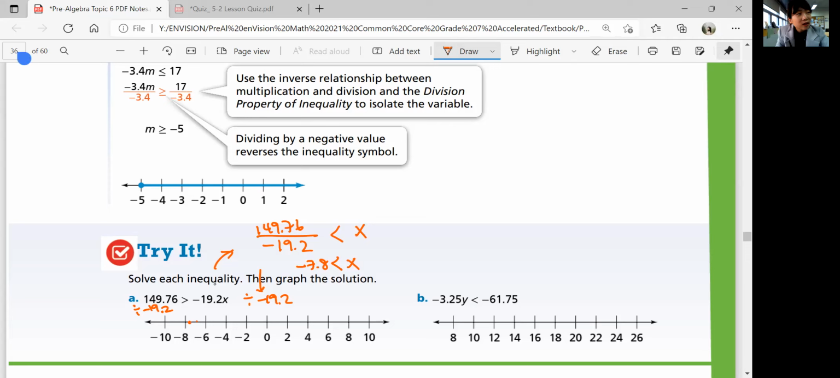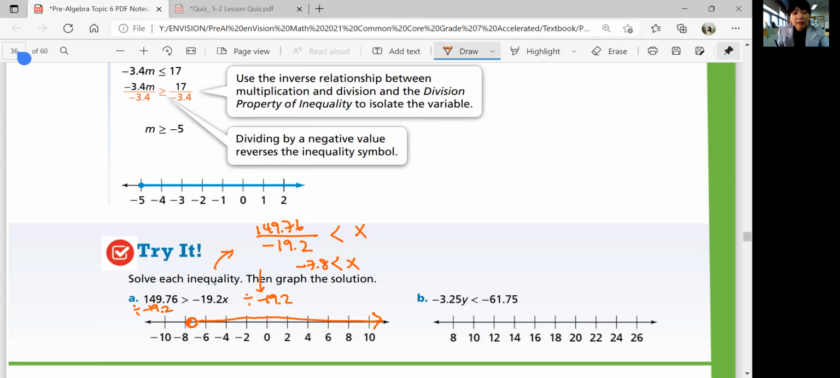7.8 is very close to 8, and it's an open circle because x is just greater than, and it's greater than, so you go to the right. Okay? What about part B?